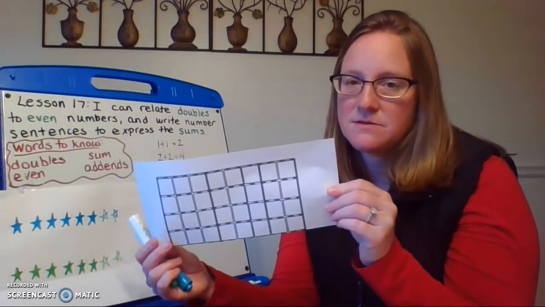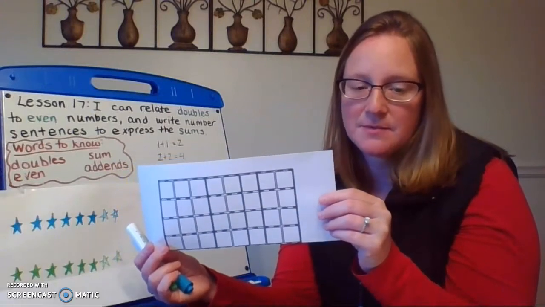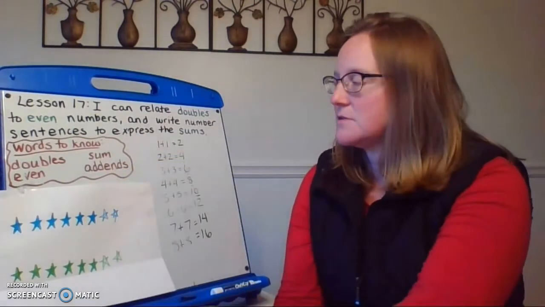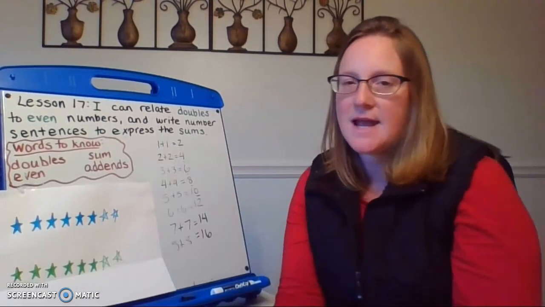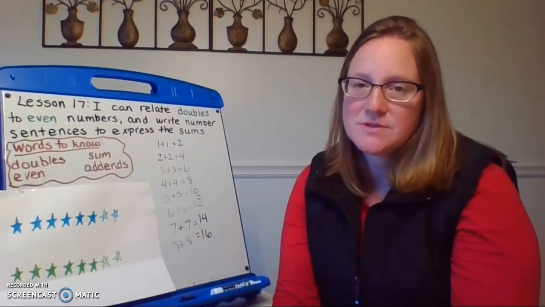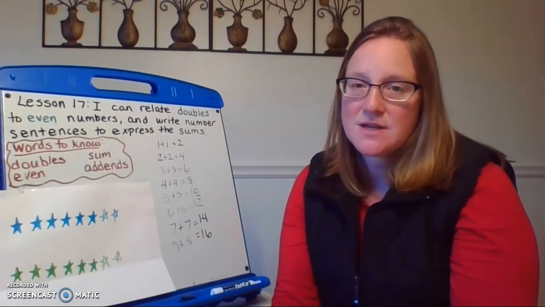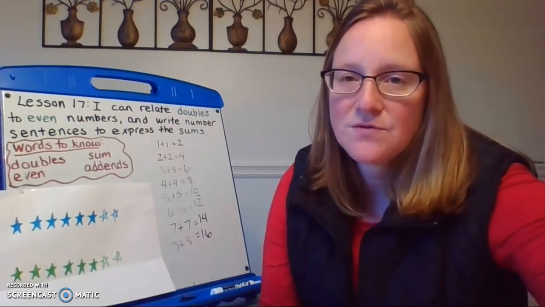So think back. You can think of patterns of skip counting. You can connect it to your doubles when you're adding to help you solve and make sure that they're equal amounts.